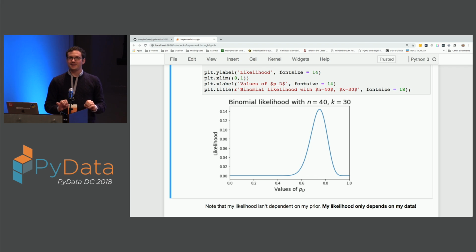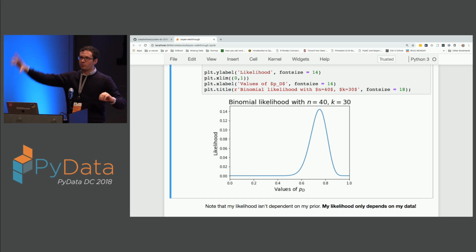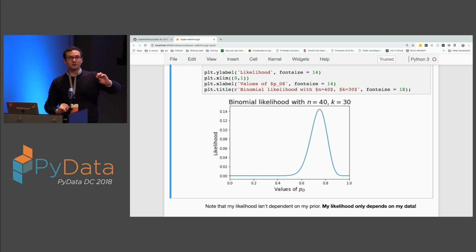One note that I want to make is the likelihood here is not dependent on our prior. These are totally independent of one another. I came up with my prior distribution or my prior beliefs before looking at any data or before administering a survey. Now my likelihood is where my survey data comes in or my polls come into play.